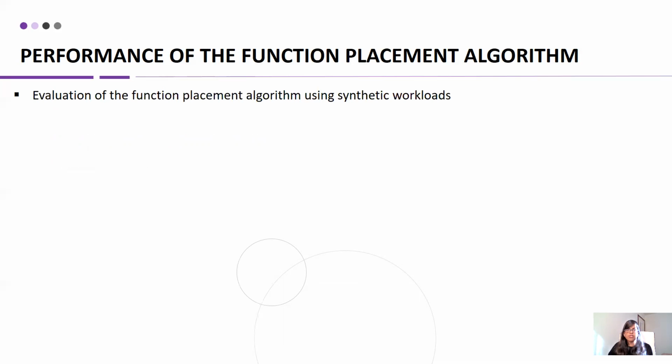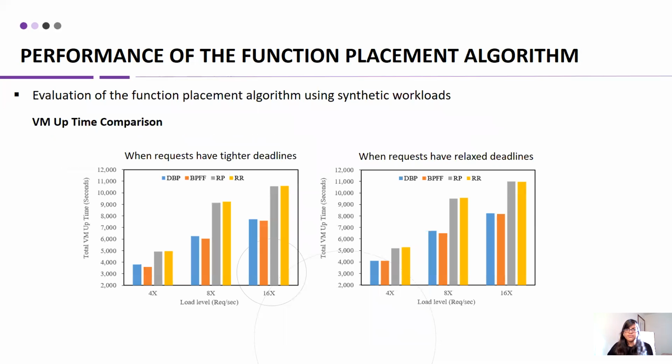The performance evaluation of the function placement algorithm. In all these experiments, we observe 2 metrics. One is the total VM uptime during simulation time, and also the percentage of requests meeting the deadline. So these figures present results of resource efficiency, the study done using synthetic workloads. We compare the VM uptimes using our policy, that is DBP, with the baseline schedulers under different scenarios with dynamic provisioning of CPU resources and rescheduling as well.